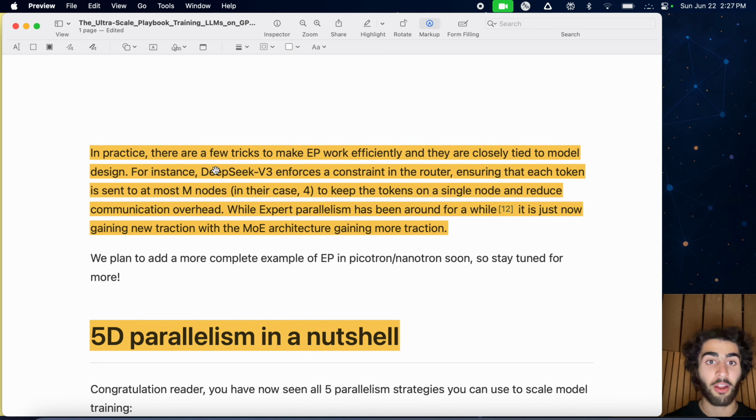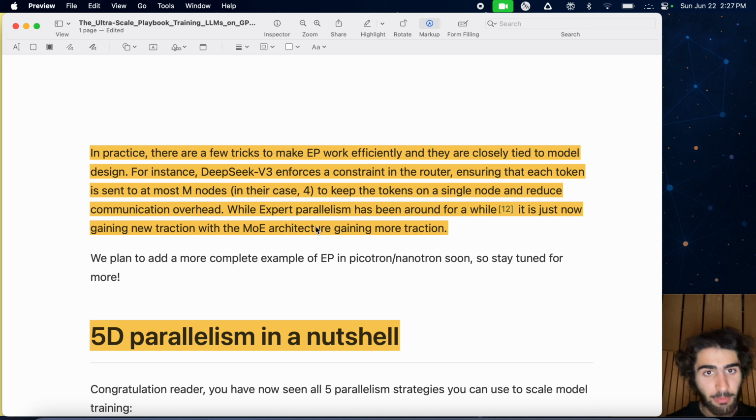And in practice, there are a few tricks to make EP work efficiently, and they're closely tied to model design. For instance, in DeepSeek v3, there's a constraint in the router such that each token is sent to at most M nodes, meaning M different clusters, and in this case, it's 4. And this is in order to keep the tokens on a single node and reduce communication overhead. So in fact, I think this should be M GPUs. I'm not entirely sure, they definitely have an incorrect typing here where they're mentioning M nodes and then a single node. But in any case, the idea here is that you don't want to split up the token across the entire network because then you'll have internode latency, which is not fast compared to NVLink, for example.